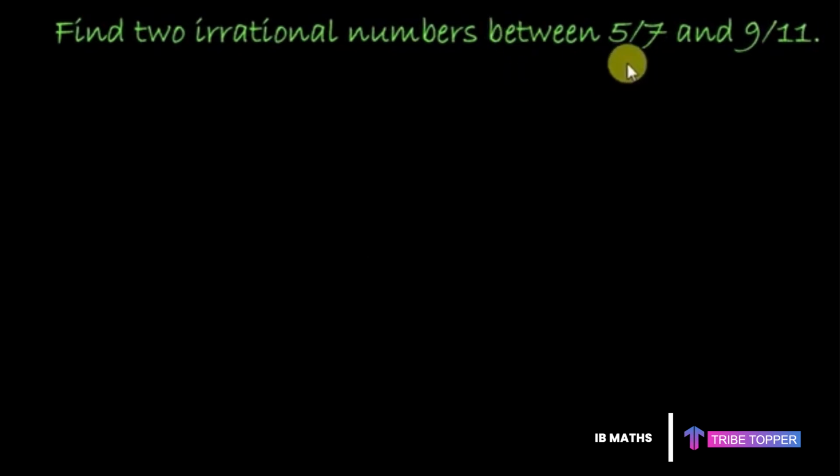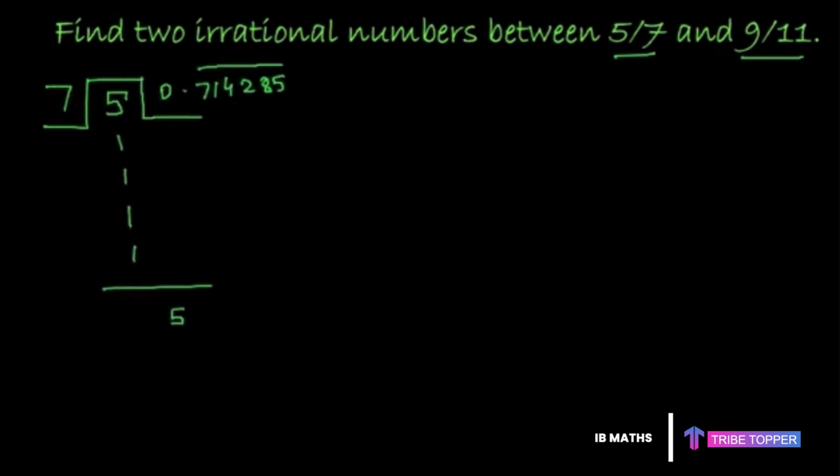So I have 2 fractions here, 5 by 7 and 9 by 11, and we have to find 2 irrational numbers between 5 by 7 and 9 by 11. So what we will do is that first we would express this 5 by 7 as a decimal number. So I would start dividing 5 by 7, and as we continue the division, I'm sure you know how to divide, so we'll continue the division, and when we come back to the remainder 5 again, the whole thing is going to repeat.